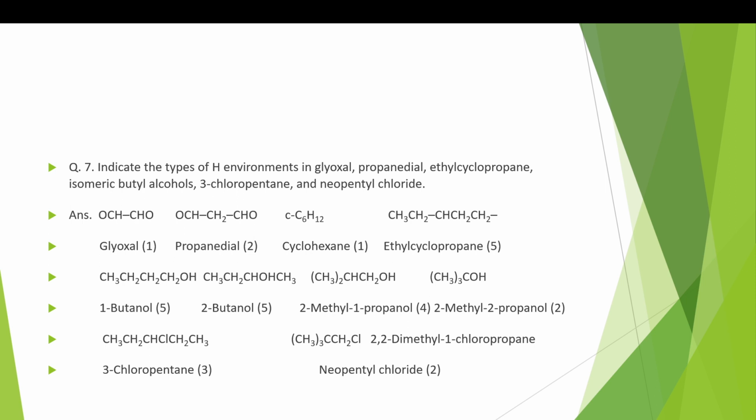isobutyl alcohol 4 types, tertiary butyl alcohol 2 types, 3-chloropentane 3 types, neopentyl chloride 2 types. In this manner, NMR spectroscopy is very, very helpful and also easy to understand.